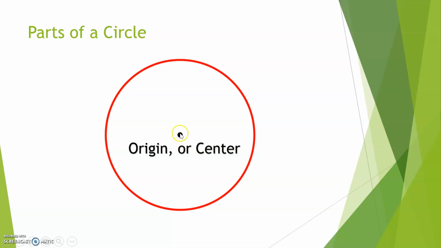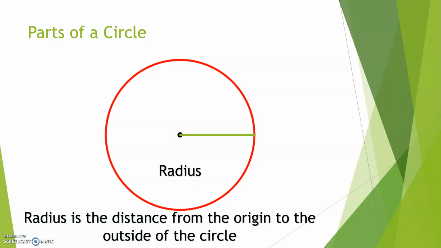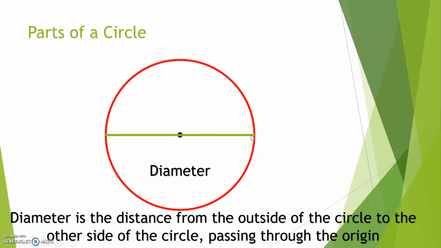This is the origin. It's also called the center, but usually we call it the origin, just so we have a consistent vocabulary. The radius is the distance from that origin to the outside of the circle. It can be in any kind of unit, inches, centimeters, meters, kilometers, whatever, but this is what's called the radius. Okay? The diameter is like the radius, but it's just twice as long.